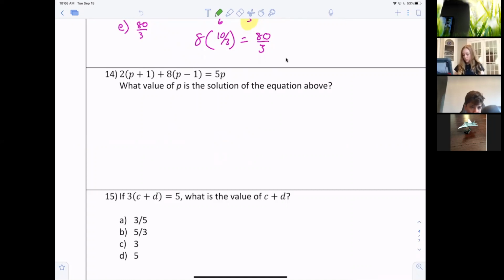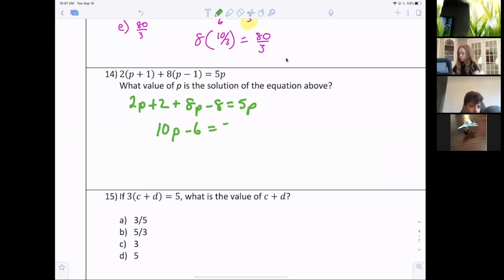All right, let's just knock it out just to make sure. Distributing. So we have 2p plus 2 equals 8p minus 8. Not equals, but plus. Sorry about that. Plus 8p equals 5p. All right, now it's just a matter of combining terms. So we combine terms, it looks to me like 10p minus 6 equals 5p.